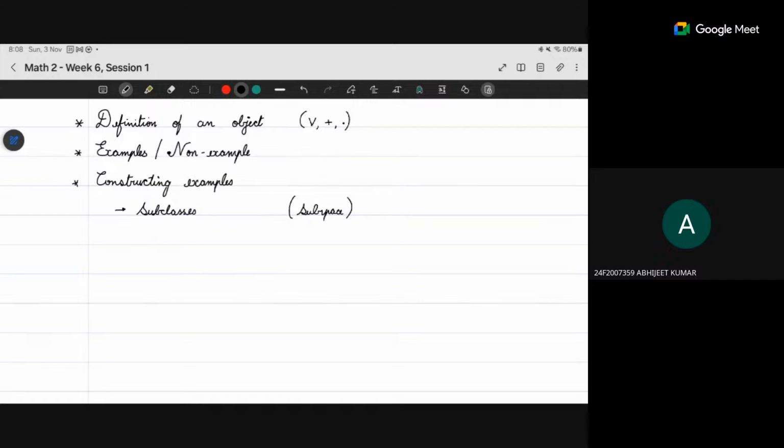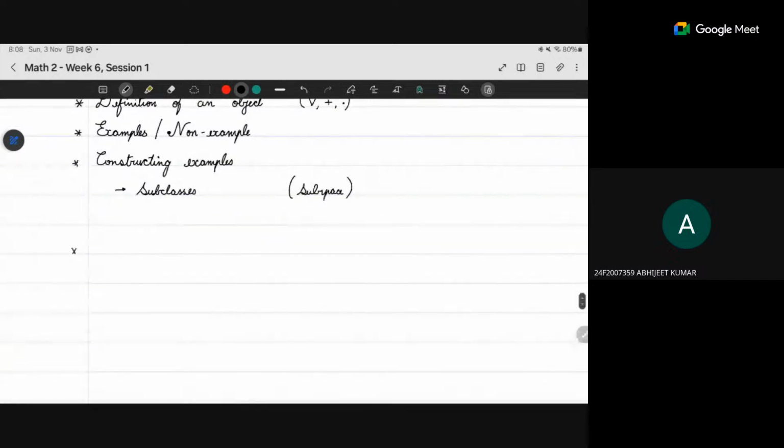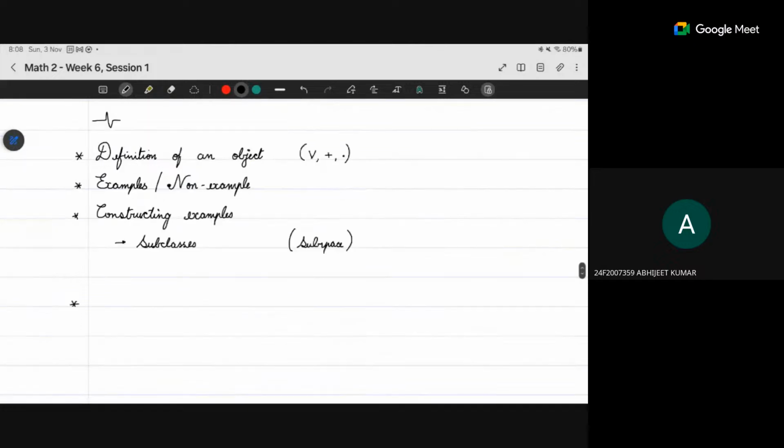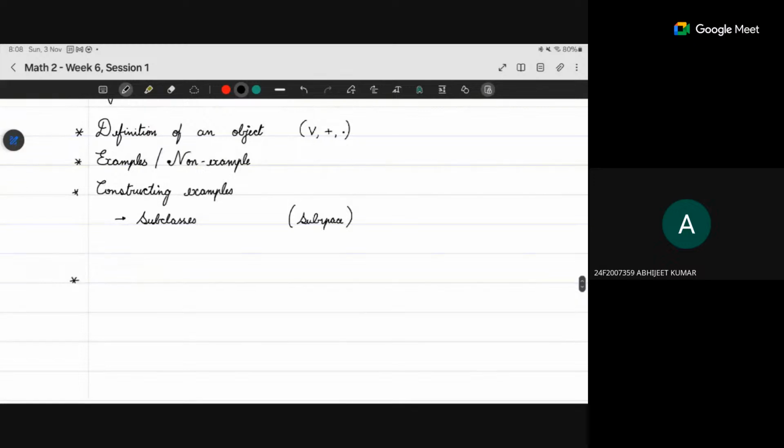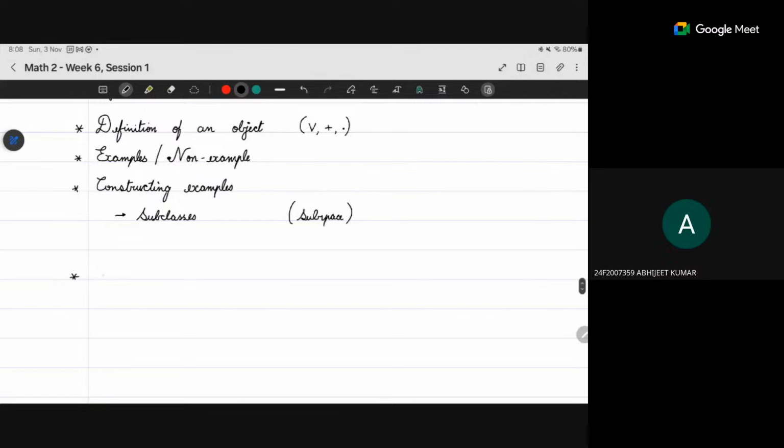And then there are other constructions. I won't specify what they are. Even for vector spaces, there is something like direct product and all that, but we will not go into that. One thing that we have seen is subspaces. And then you look at equivalence of objects.